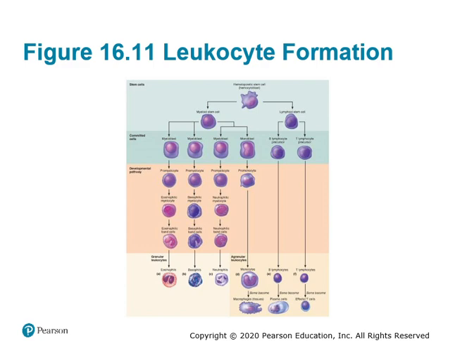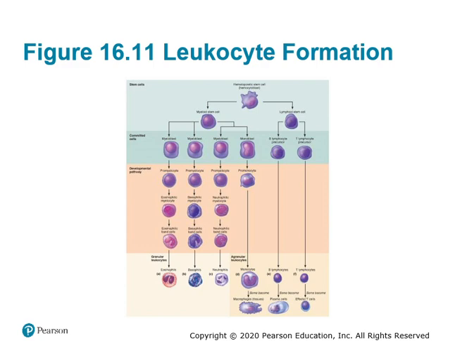So here's that leukocyte formation image. This is figure 16.11 in your textbook. At the top, we're looking at the hemocytoblast, or the blood stem cell called the hematopoietic stem cell. Now, those two stem cells that come off of that are the lymphoid and myeloid. Lymphoid on the right, myeloid on the left.